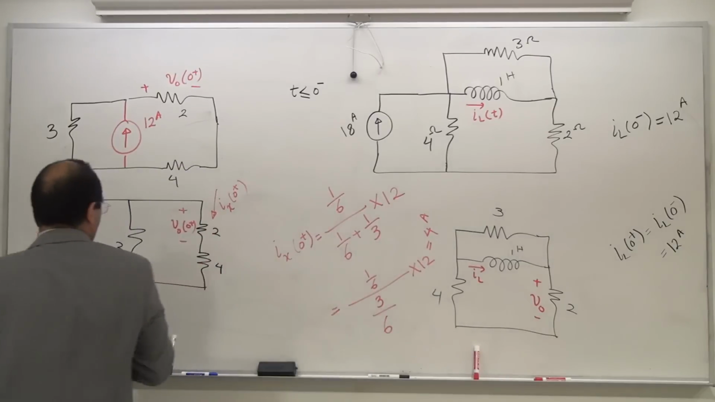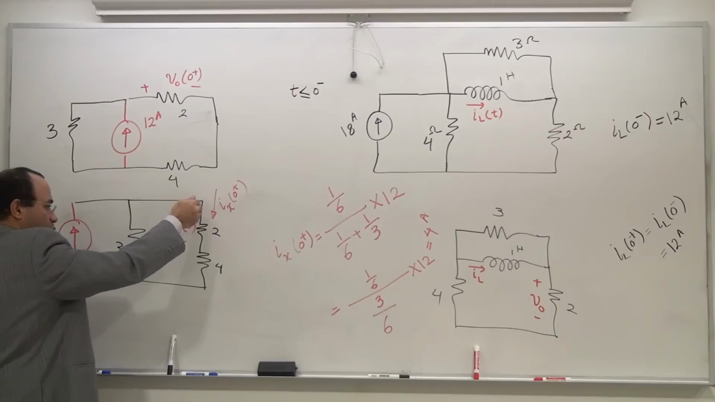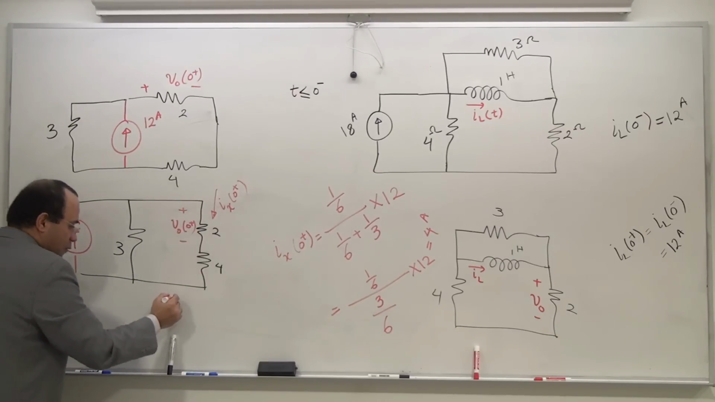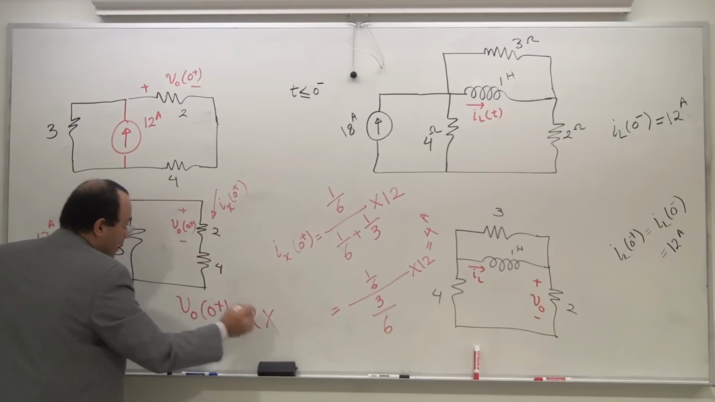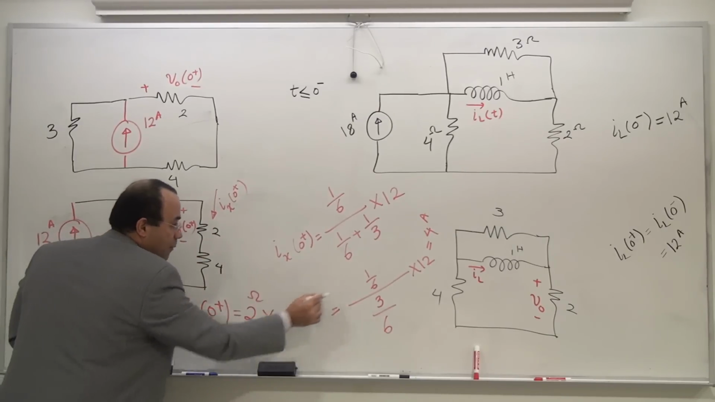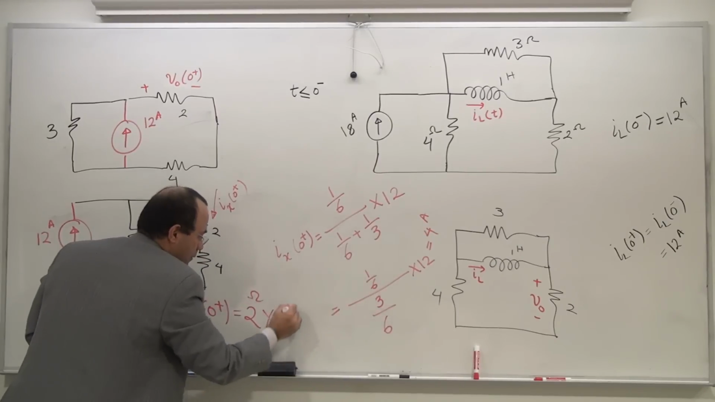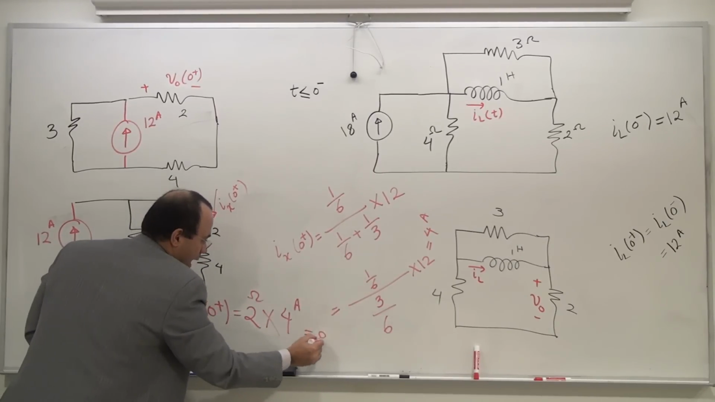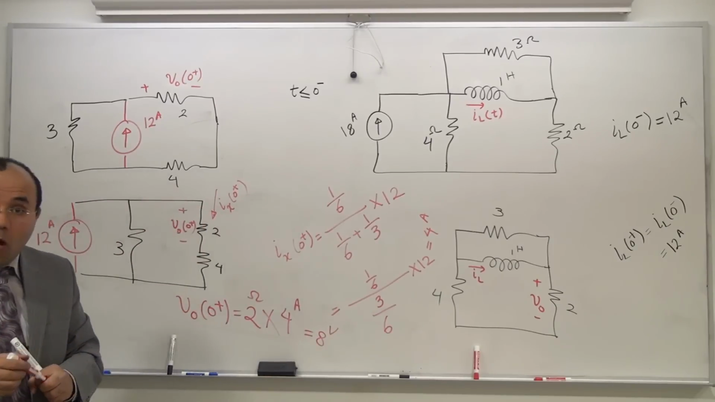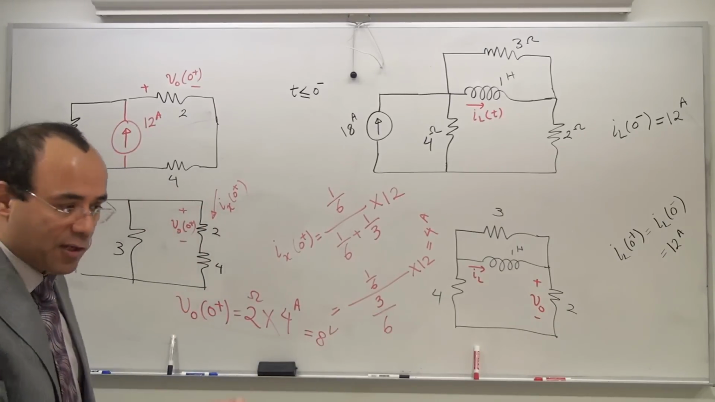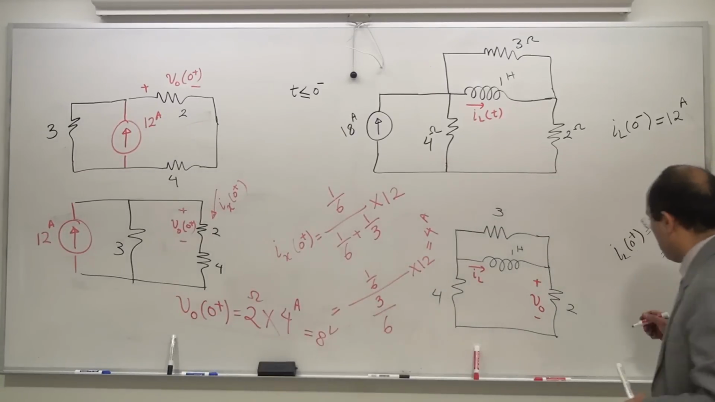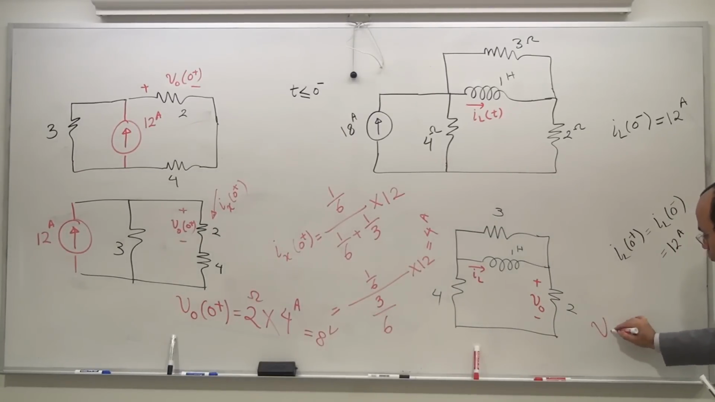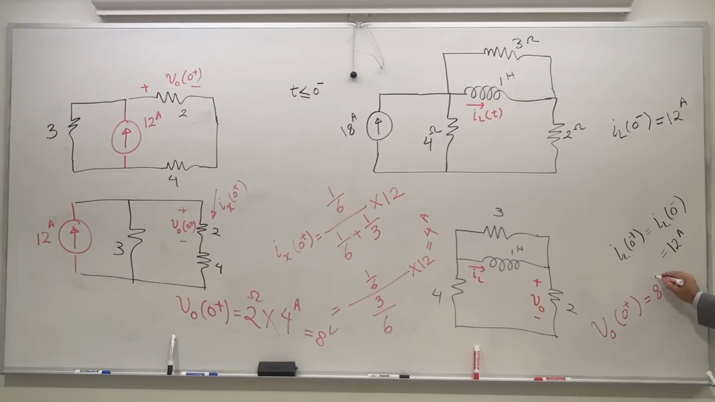4 amp is going through this, and 4 amp is going through the 2 ohm and the 4 ohm, and therefore I can declare VO of 0 plus is twice 2 ohm times 4 amp, and therefore this is going to be 8 volt. I did all I could by the book, so the polarity, direction, everything are taken care of. So what did I find? What did I find after so much trouble? VO of 0 plus is going to be 8 volt.